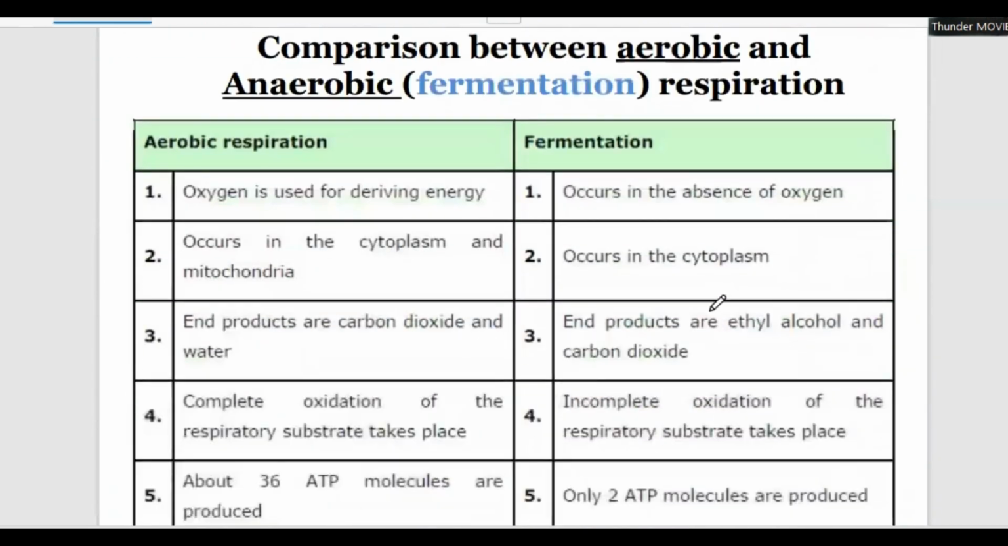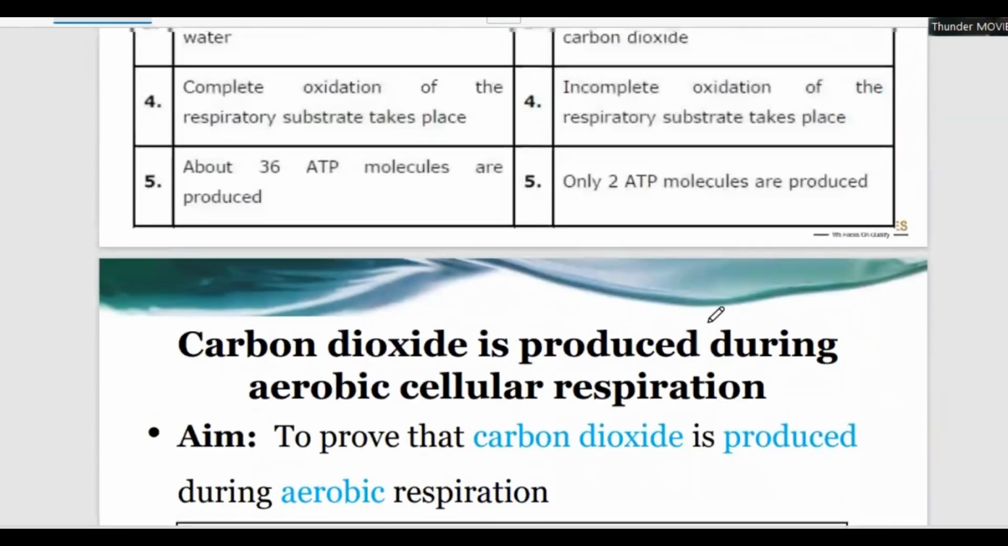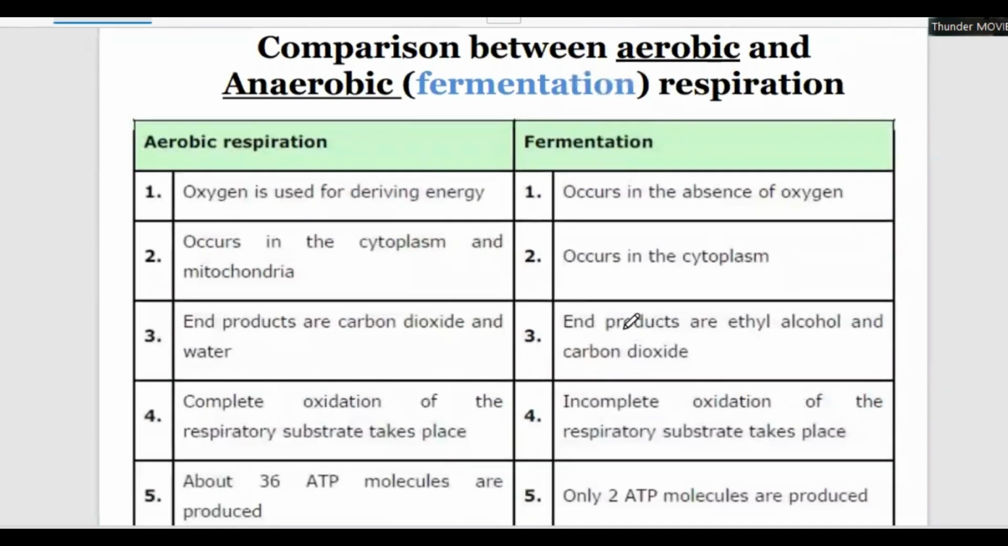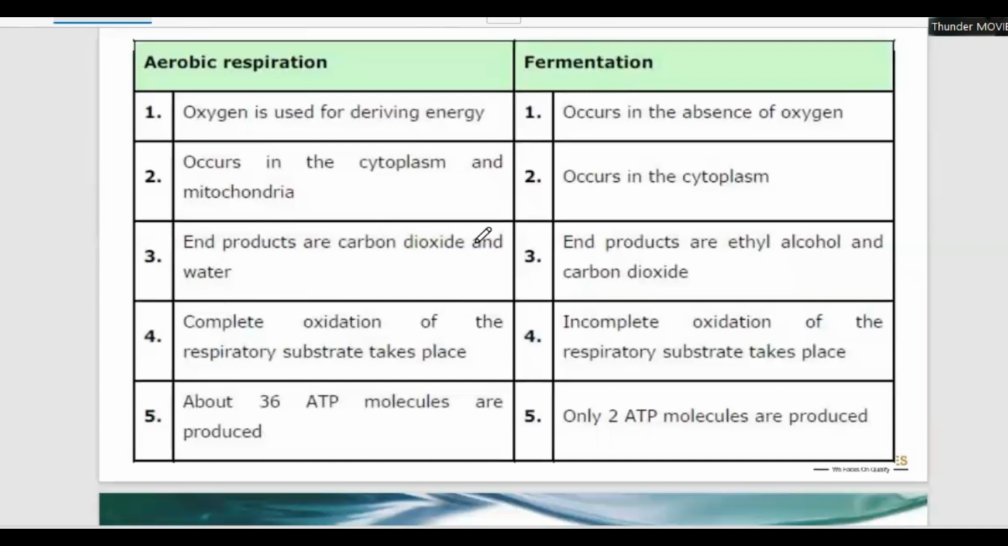Lastly is comparing aerobic respiration and anaerobic respiration. Aerobic respiration, we use oxygen. Anaerobic respiration, there is no oxygen used. Aerobic respiration occurs in the cytoplasm and the mitochondria. Anaerobic respiration, only cytoplasm. The end products of aerobic are carbon dioxide and water. Here, anaerobic respiration gives alcohol and carbon dioxide.